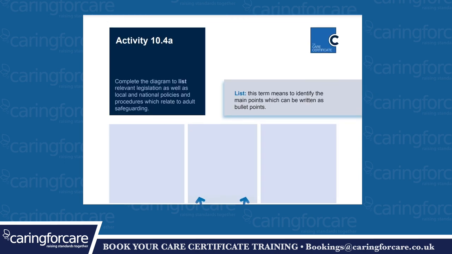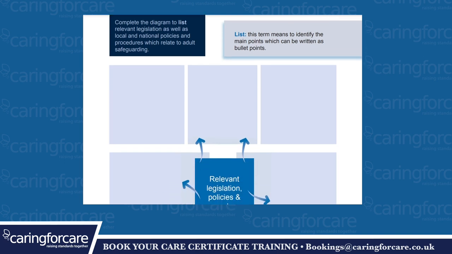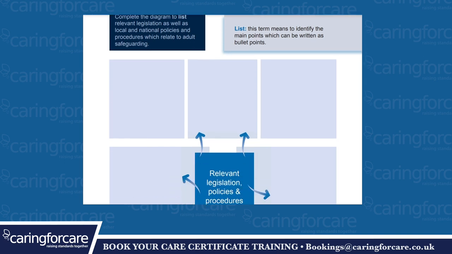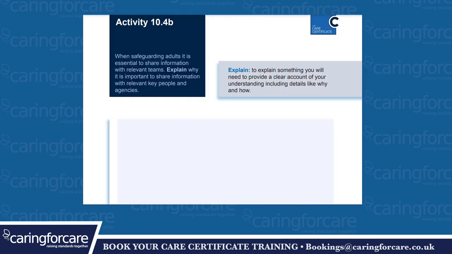Activity 10.4A. Complete the diagram to list relevant legislation as well as local and national policies and procedures which relate to adult safeguarding. List. This term means to identify the main points and can be written as bullet points. Relevant legislation, policies and procedures. Activity 10.4B.